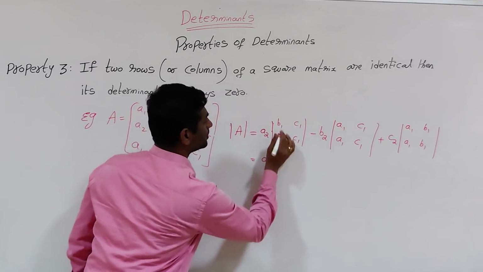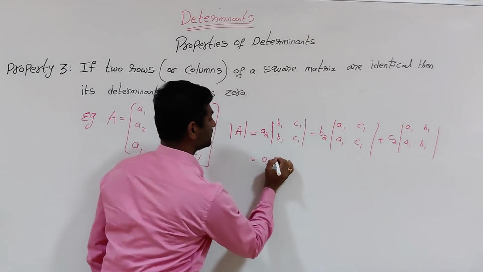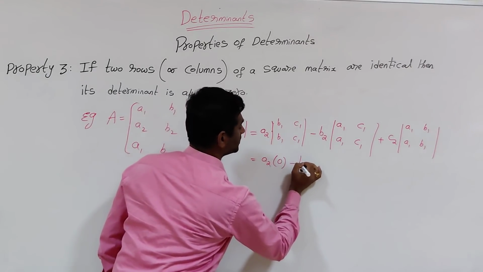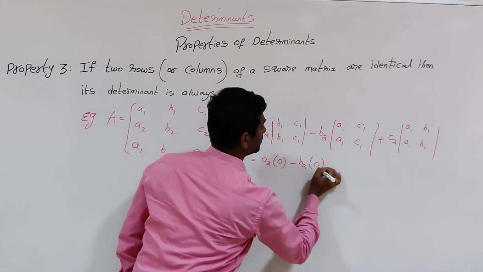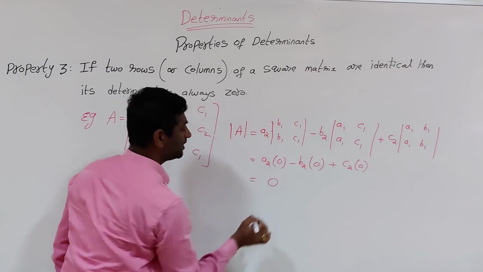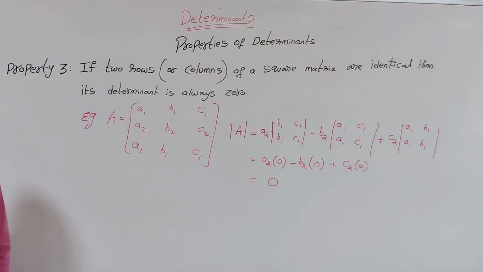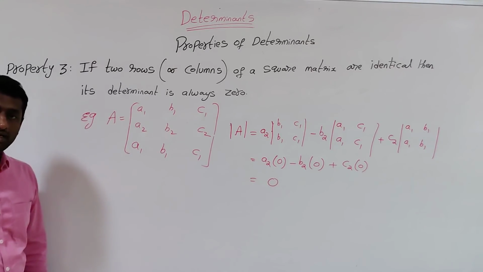A2 into the determinant of a 2 by 2 matrix, B1 C1 minus B1 C1, it will be 0, minus B2 into 0 plus C2 into 0. So overall the value will be 0. So in this case the two rows are identical. Similarly, the same property exists if two columns are identical.